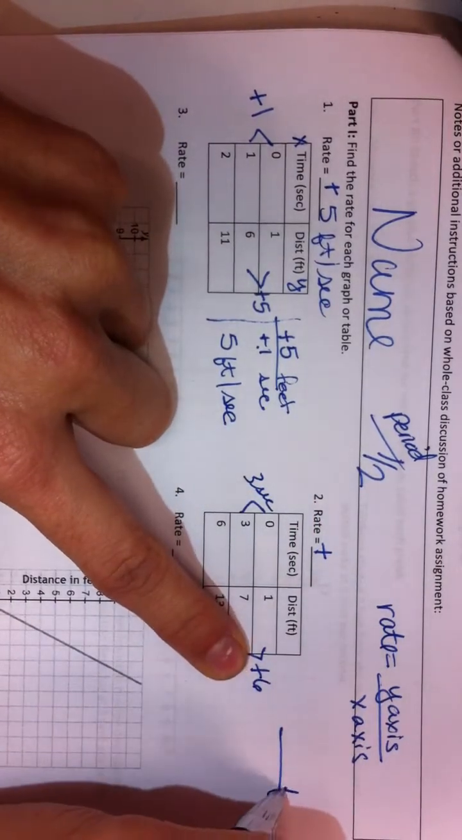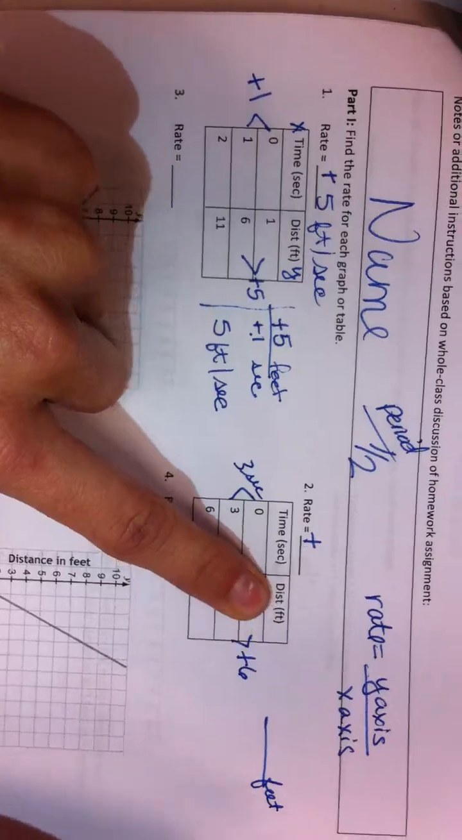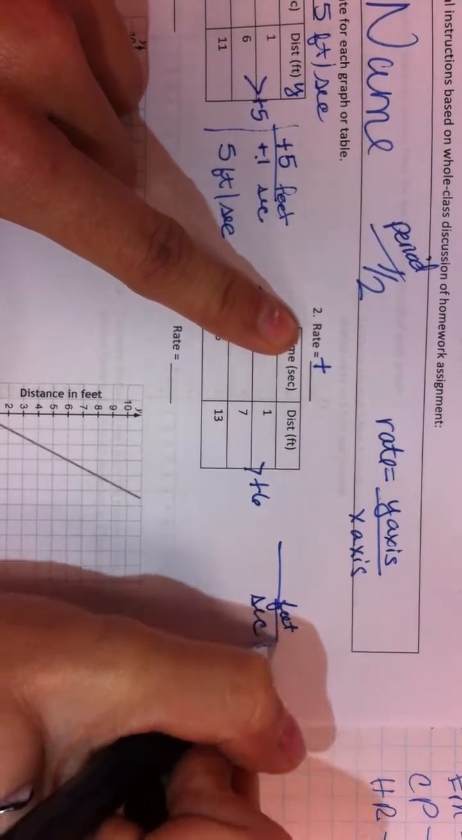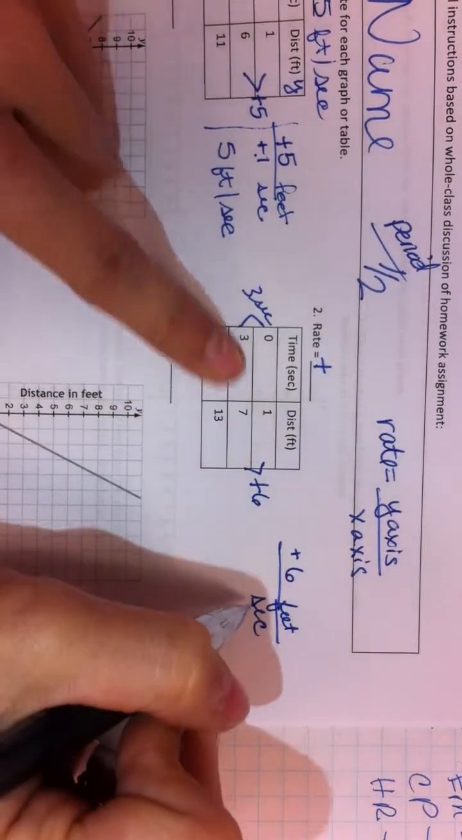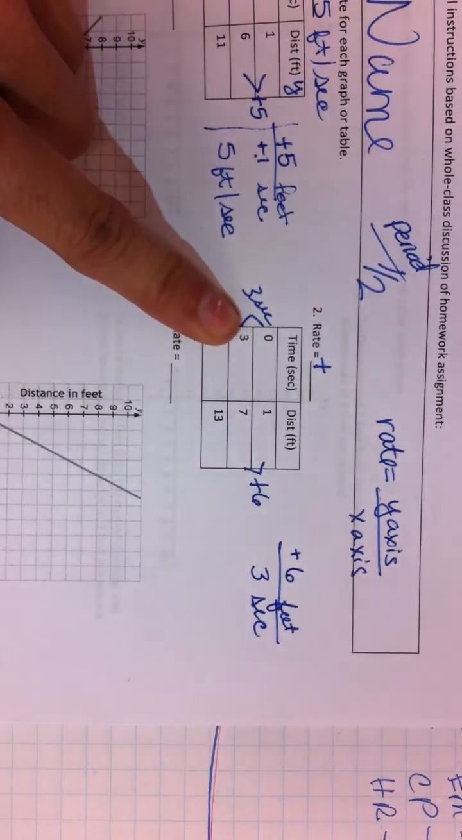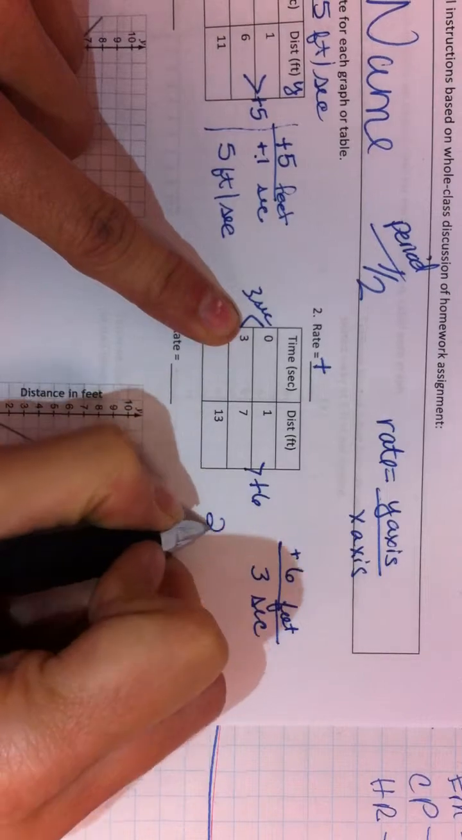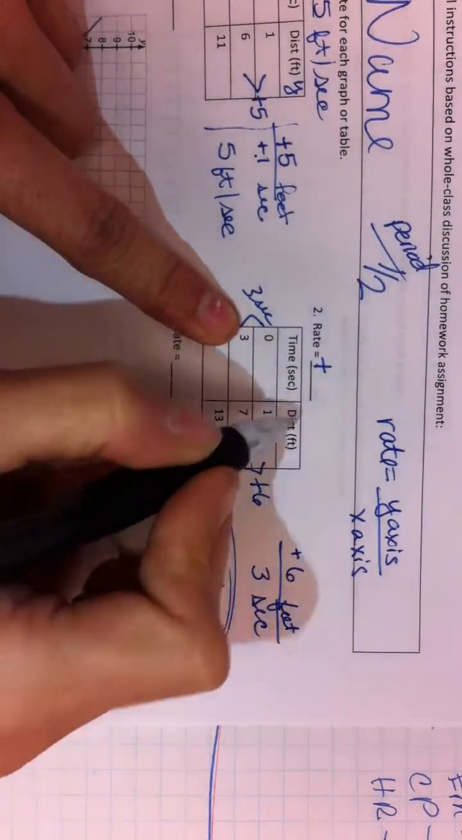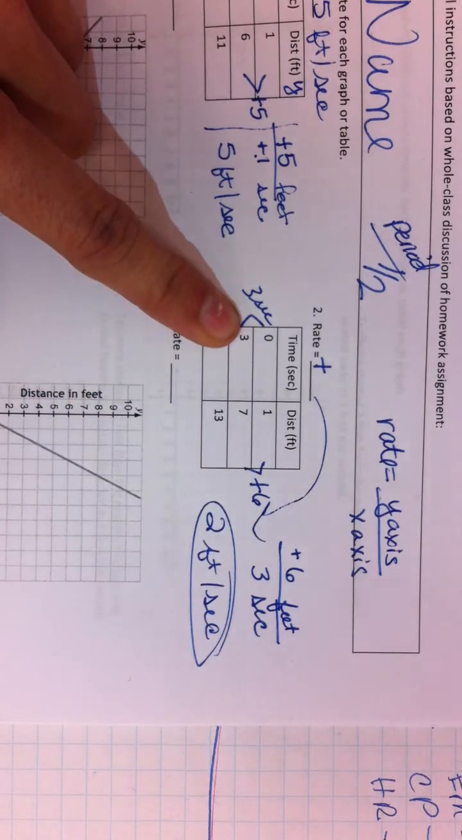So we have feet, y, over x seconds. We went up 6 feet, and it took us 3 seconds to do that. 6 divided by 3 gives me 2 feet per second. And there's your answer. Your rate is 2 feet per second.